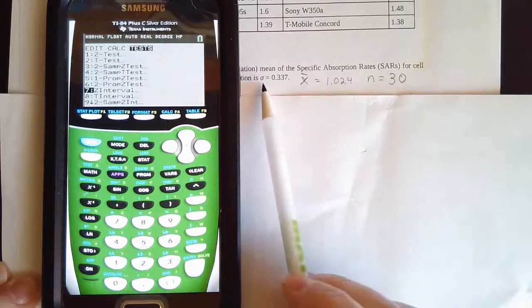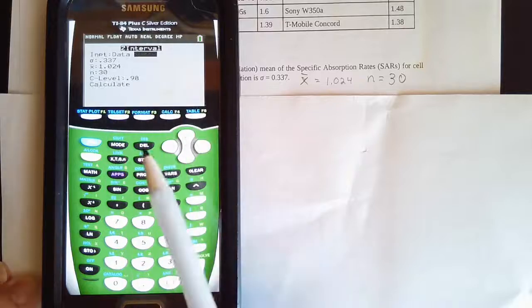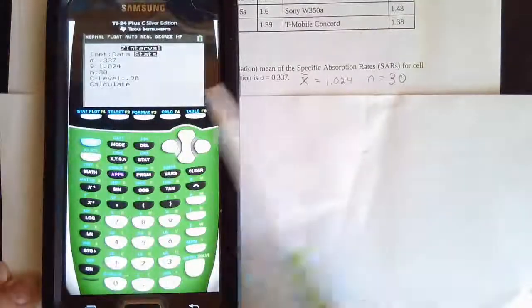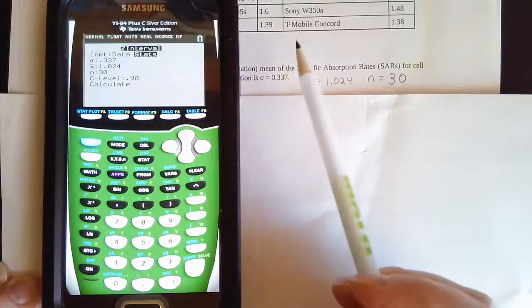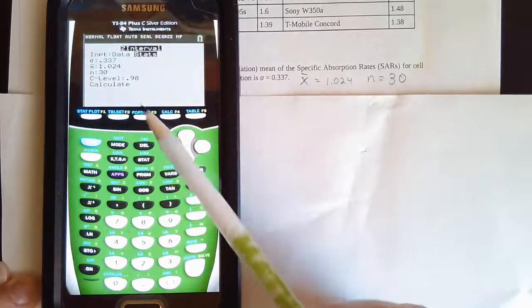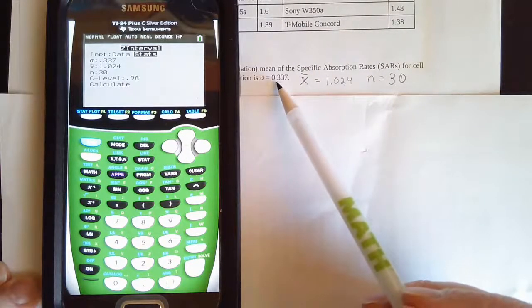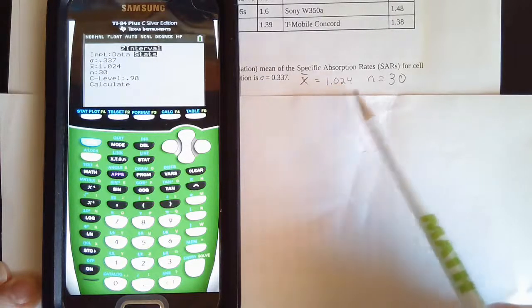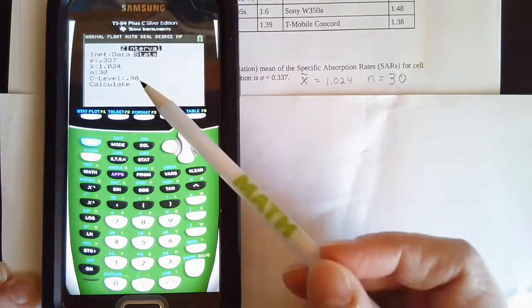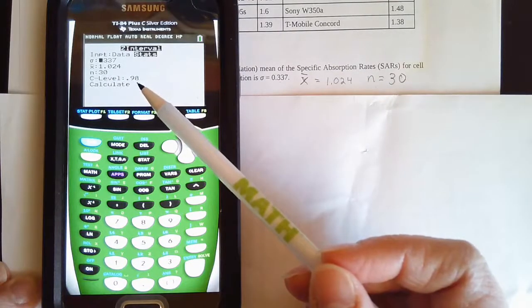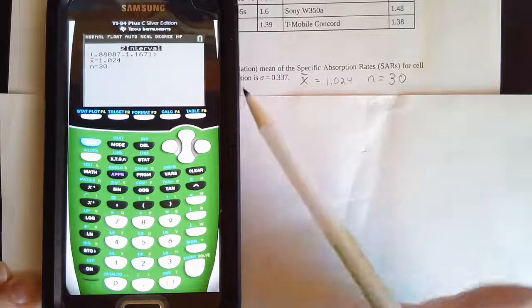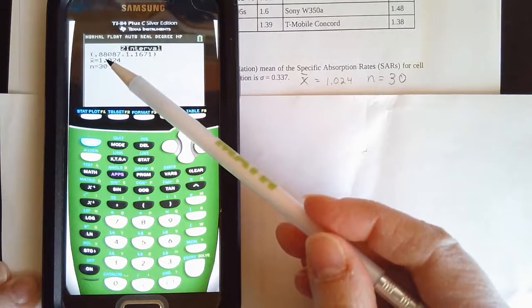Okay, now we're going to go off of the stats because those are the pieces that we know. If we wanted to put in the data, we could, but that would just be entering in all of those points again. So we know our population standard deviation is 0.337. We have our sample point, 1.024, and our n is equal to 30, and we're going to do a 98% confidence interval. Okay, so we calculate, and now we have our confidence interval: 0.88087 to 1.1671.